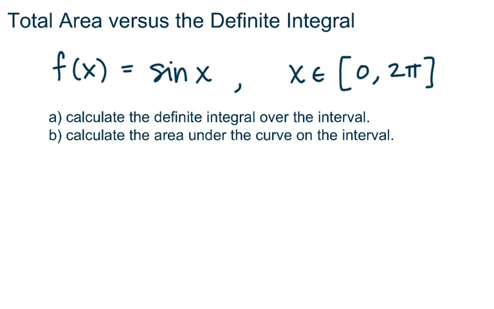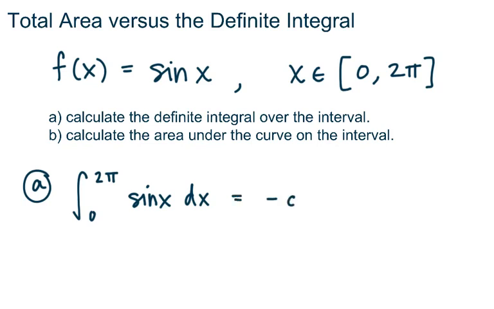and we're going to compare those two. So for part A, my definite integral, that's going to be the integral from 0 to 2 pi of sine x dx. And we know the integral for sine is negative cosine. So we have negative cosine x, and we need to evaluate that from 2 pi to 0.